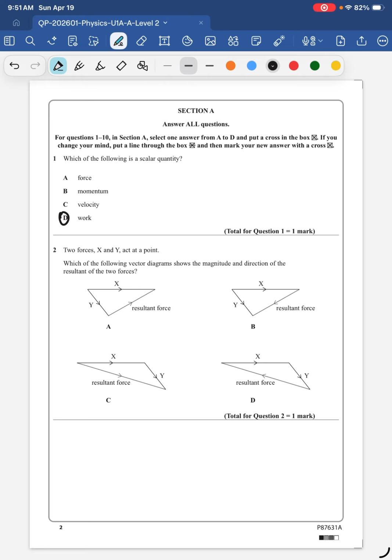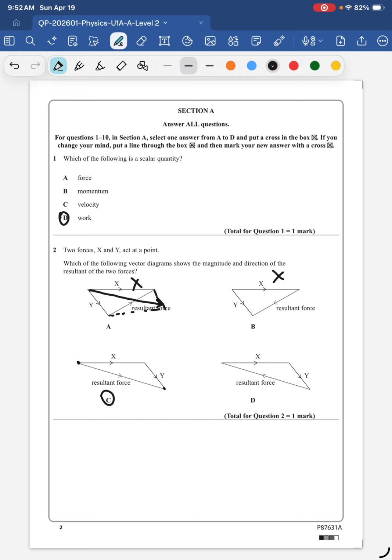Question 2: two forces X and Y act at a point. Which of the following vector diagrams shows the magnitude and direction of the resultant of the two forces? Option A is wrong because to add the vectors in this fashion as they show, you should follow the parallelogram rule, and you add them like that. So that's definitely wrong, and so is B. Then C is promising because we are adding the tail of X to the tip of Y, which is how we add vectors. So in fact, that's the correct answer.